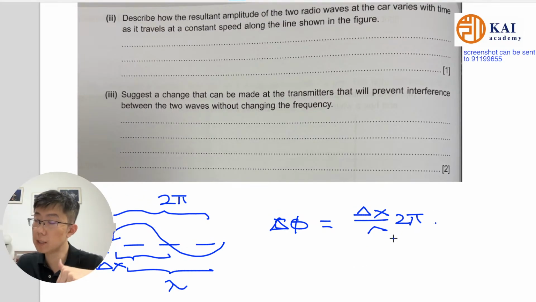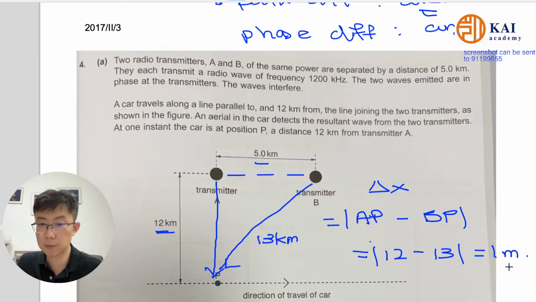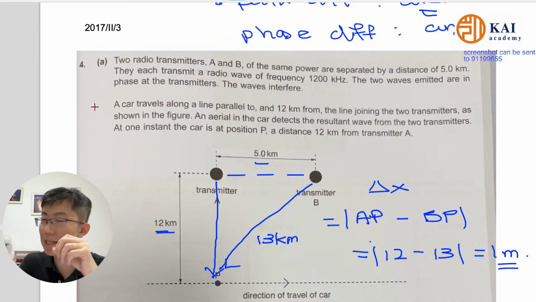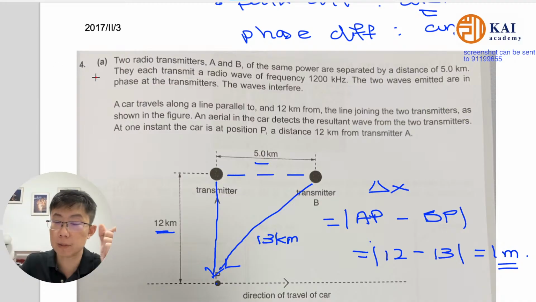Okay, so in this question, I've already found delta x. This delta x was 1 meter. Now what do I use to find the wavelength? Cambridge requires us to remember this for your year 2 level, because in year 2 we will revise your entire EM spectrum again. A radio wave is a part of the EM spectrum, so it will travel at the speed of light, which is 3 times 10 to the 8. So you now know its velocity.